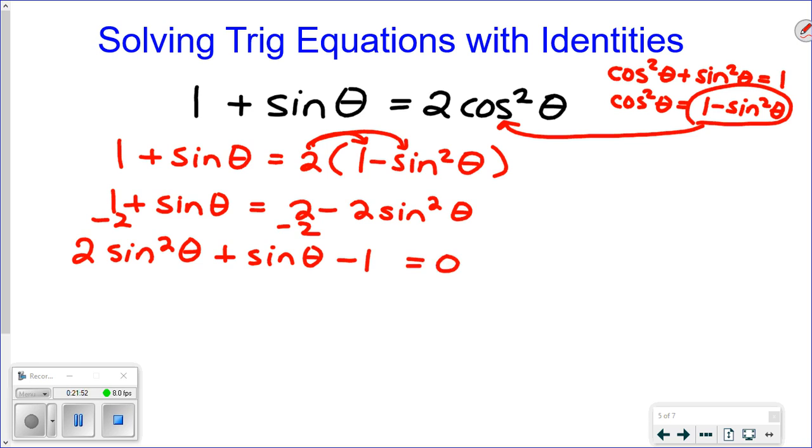Okay, so now I can go ahead and start factoring. The next thing I would notice, though, is that I have that 2 in front of the sine squared. And so in order to factor this, I would first start by multiplying the 2 times the negative 1. This is what I like to call the slide and divide method.